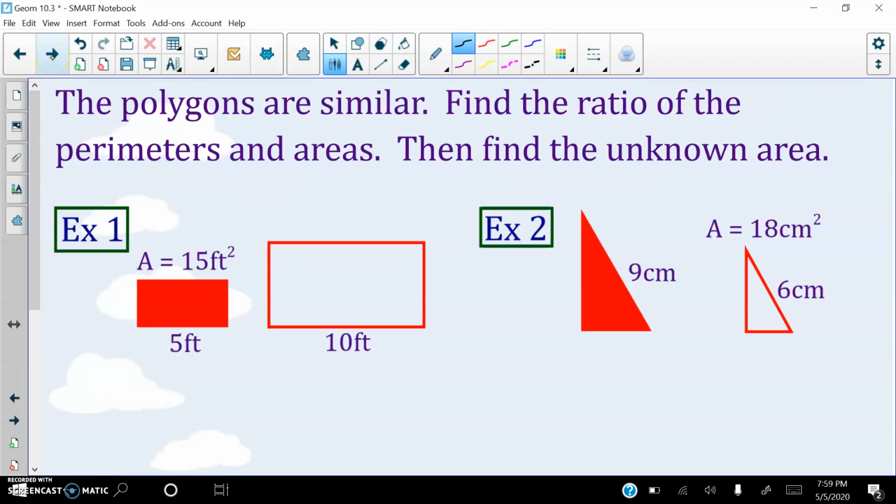Okay, so the polygons that I give you are similar. We have to find the ratio of the perimeters and areas, then find the unknown area. For this one, the area is 15 feet squared, but I'm given 5 to 2. I can multiply whatever I have here by 5 over 2 to get here, so this is the ratio of the perimeter. If I square both of these, 5 squared is 25, and then 2.